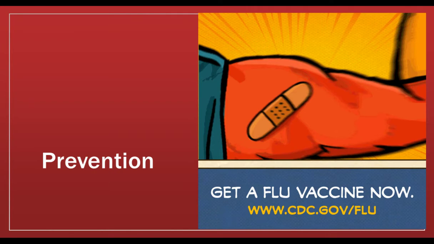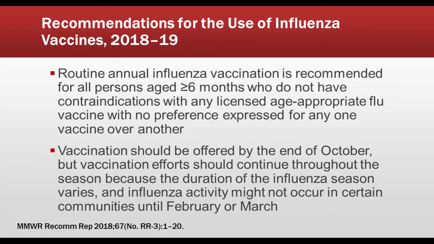Finally, prevention. And the primary means of prevention is flu vaccine. The recommendations for the use of influenza vaccine this year: routine annual influenza vaccination is recommended for all people 6 months of age and older who don't have a contraindication with any licensed age-appropriate flu vaccine. And there's no preference expressed for any one vaccine over another. Vaccination should be offered by the end of October.